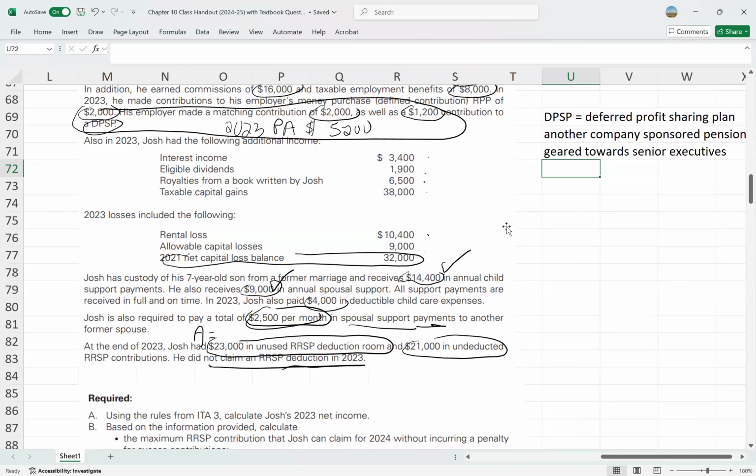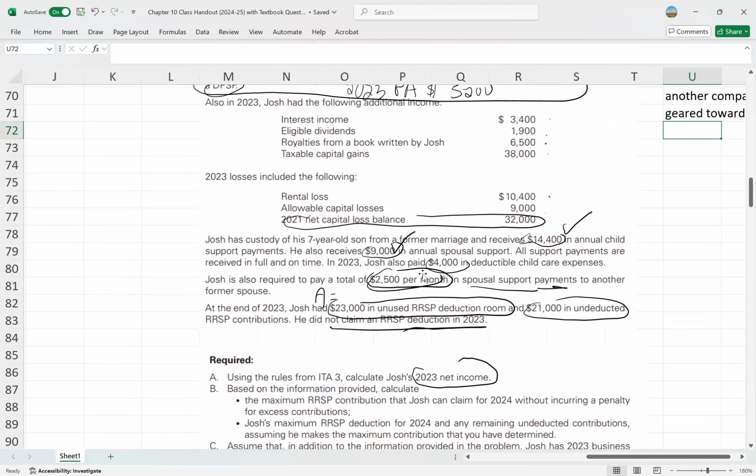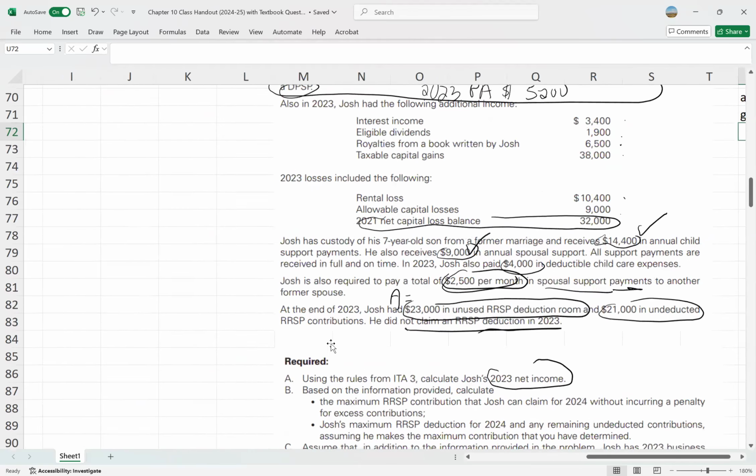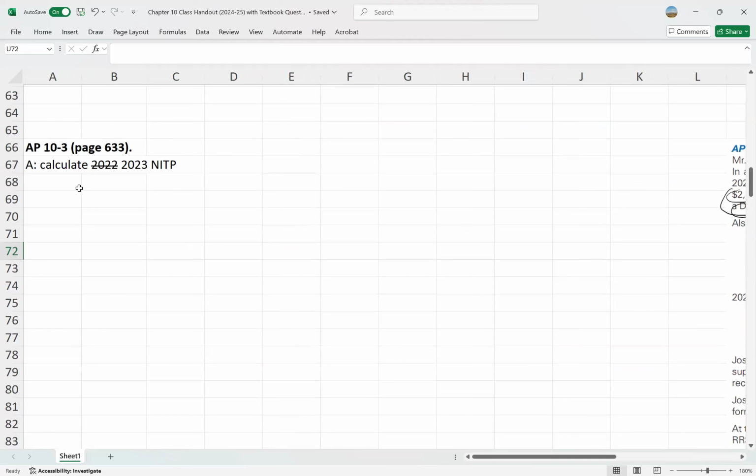Now, what they want us to do first is to calculate his 2023 net income for tax purposes. So this would be a bit of a good refresher about how to calculate net income for tax purposes. But once again, what we're mostly after is we want to figure out what his earned income is for RRSP purposes. But let's just start with part A first. Calculate his net income for tax purposes.